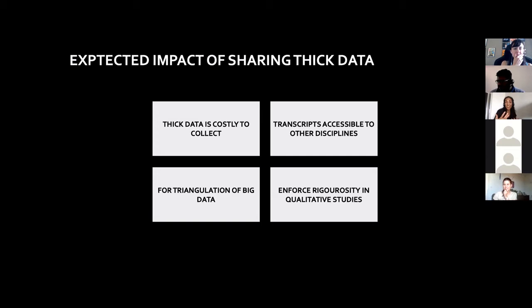Again, because thick data is so in-depth, it can also be triangulated with big data that is accessible, like data mining from social media. And I think it's one personal effort that forces us to be even more rigorous in our qualitative studies, because we want to provide a good description of metadata and the possibilities to use it in the future.